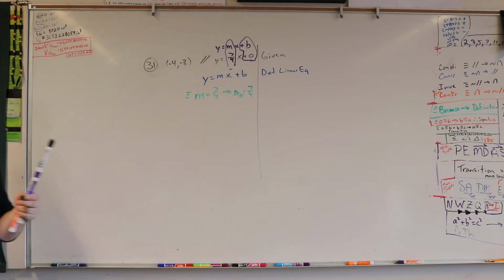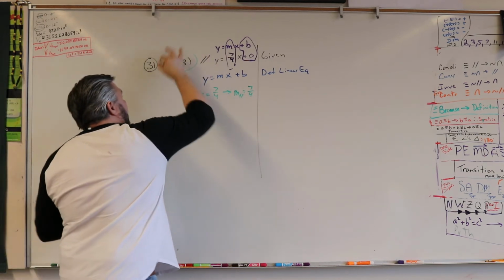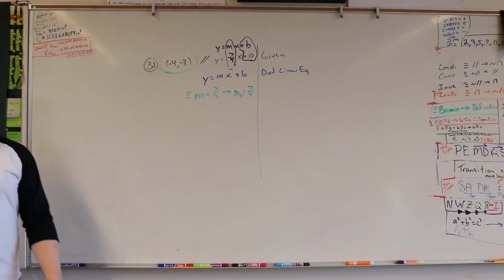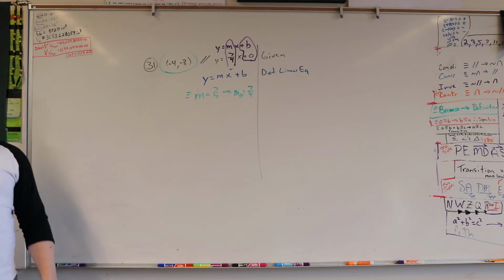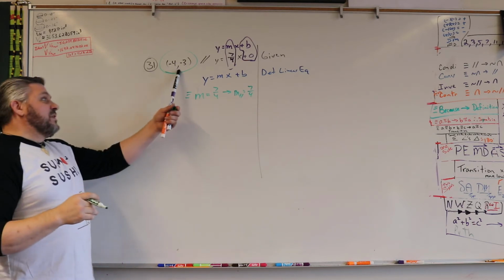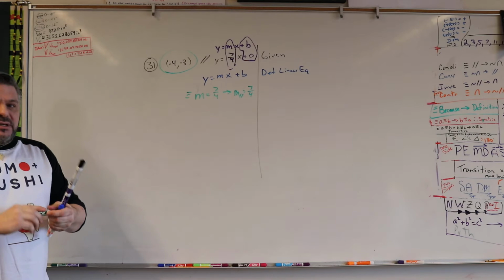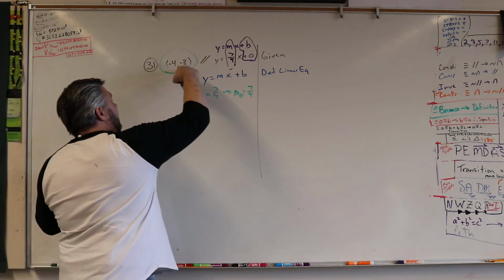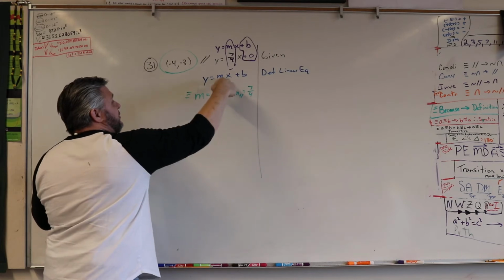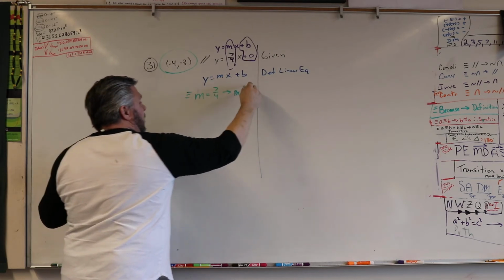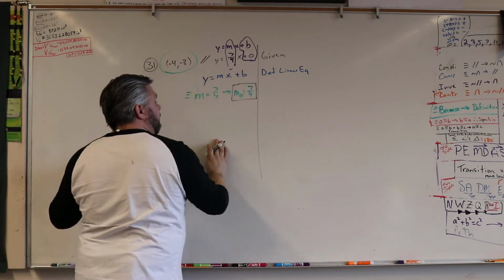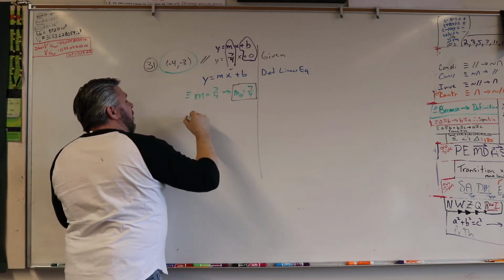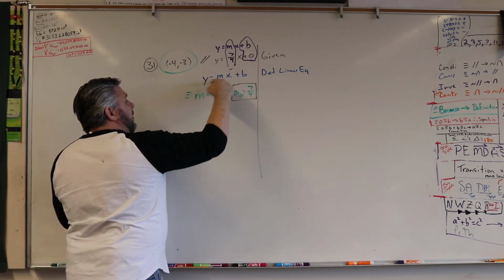It's that easy. Now, they want it to go through this point though. So they want it to have a parallel slope, but they want it to go through this point. Which means we have to plug it into that equation. We need to use these points to plug into this equation, right? So we're going to use this slope, the parallel slope, and we're going to talk about y parallel now.